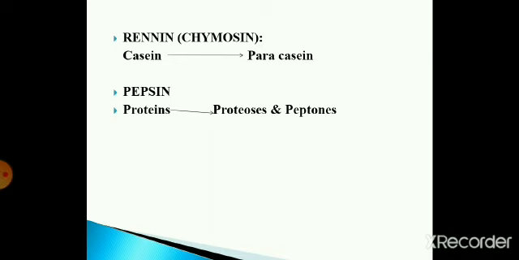And pepsin, which is secreted by chief cells, is secreted as pepsinogen. HCl will convert this pepsinogen into pepsin. So by the action of the enzymes present in the stomach, proteins are converted into proteoses and peptones.